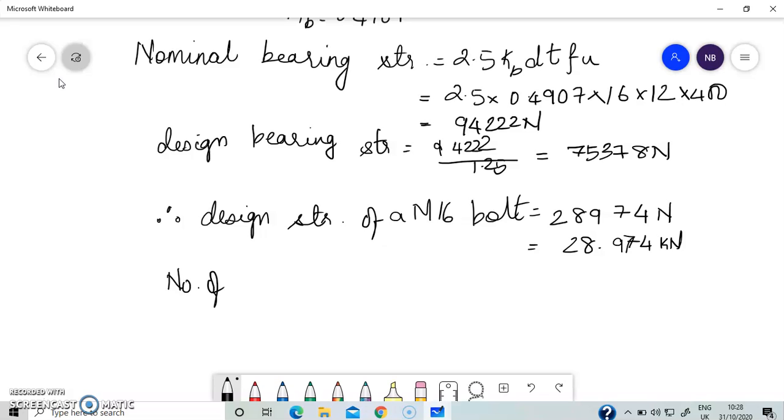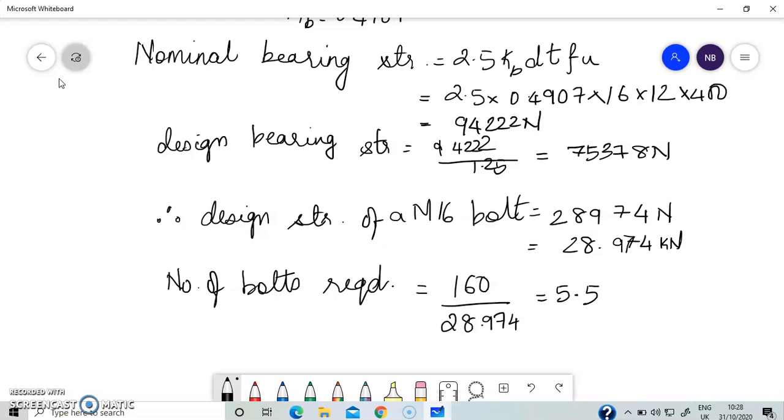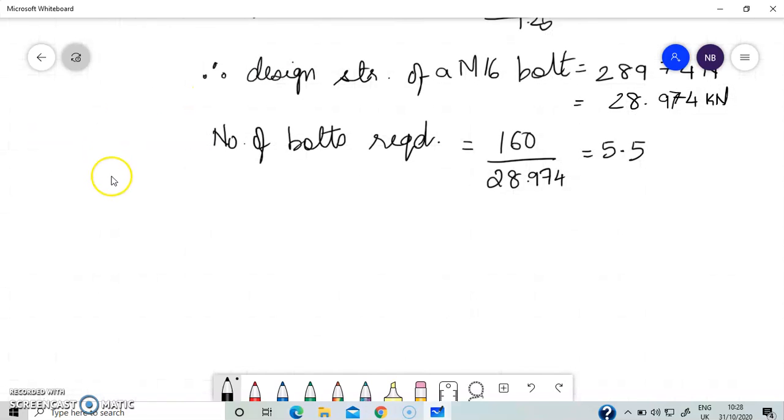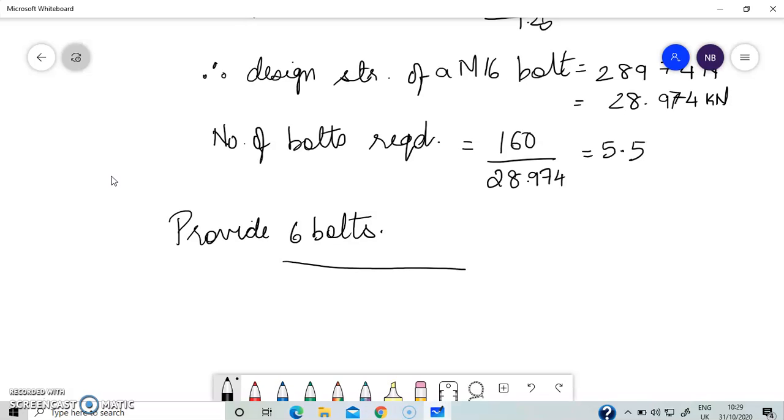Now we have to transfer 160 kilonewton. So the number of bolts required would be 160 divided by the strength of 1 bolt. So 5.5 bolts are required. We cannot provide 5.5 bolts, so we round it up to 6. Provide 6 bolts, and this is how you're going to provide it.